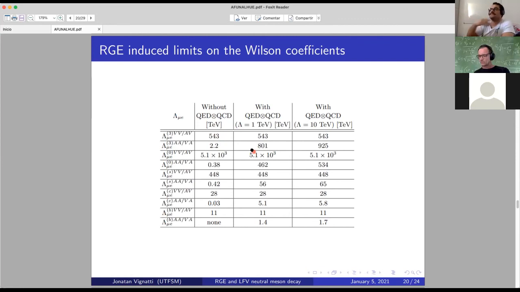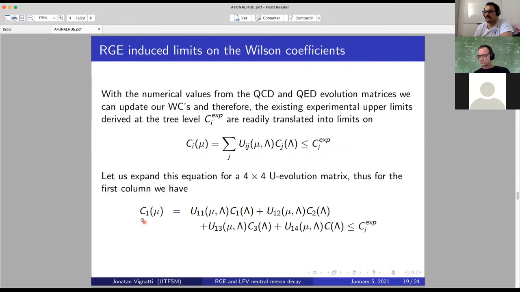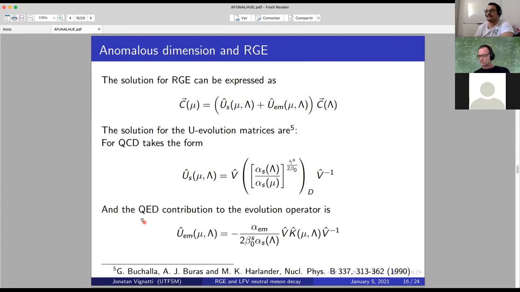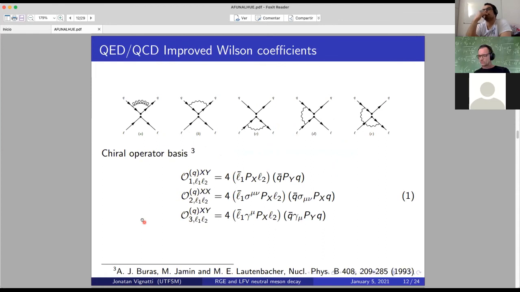I understand that, but it's fine. You should exemplify with a diagram where in the process you have this correction, where the process is enhanced. It would be useful for you. You should take one example of a process, for example muon to e gamma, whatever process you want, and see where these operators enter and see how they mix and where this huge enhancement appears.